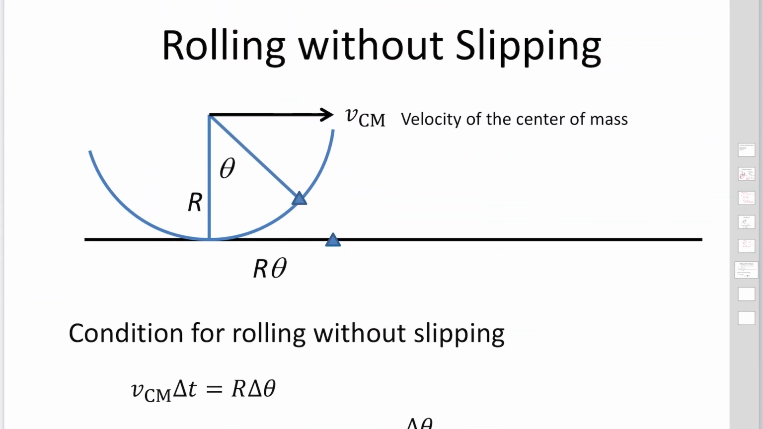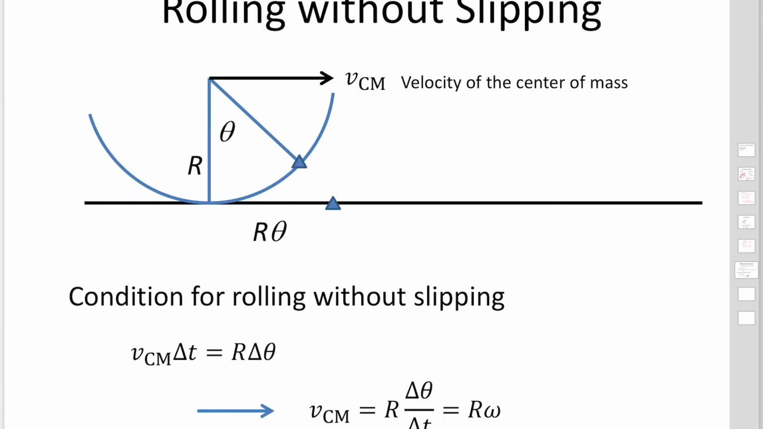Then one more important point is when we consider the motion of an object rolling without slipping. The shape of the rigid body object is circular. This object is rolling on a surface without slipping. Then this point is leaving the surface. Instead, the surface of the rigid body object is going to touch the ground.